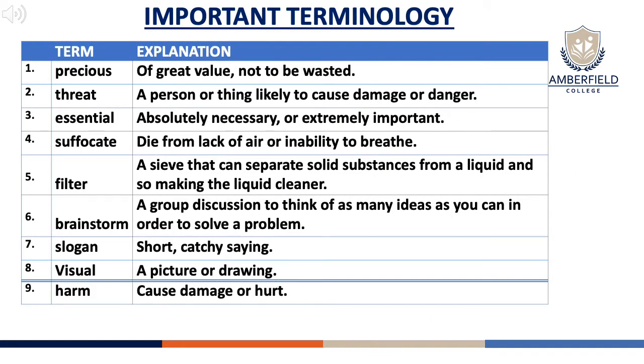So let's start off with some important terminology. Now, when we talk of precious, it's of great value and not to be wasted. Now, when we talk about precious, we are talking about our water. Our water is precious and we should not be wasting it. A threat is a person or thing likely to cause damage or danger. Essential, absolutely necessary, or extremely important. Suffocate, it means to die from the lack of air or inability to breathe. Filter, a sieve that can separate solid substances from a liquid and so making the liquid cleaner.